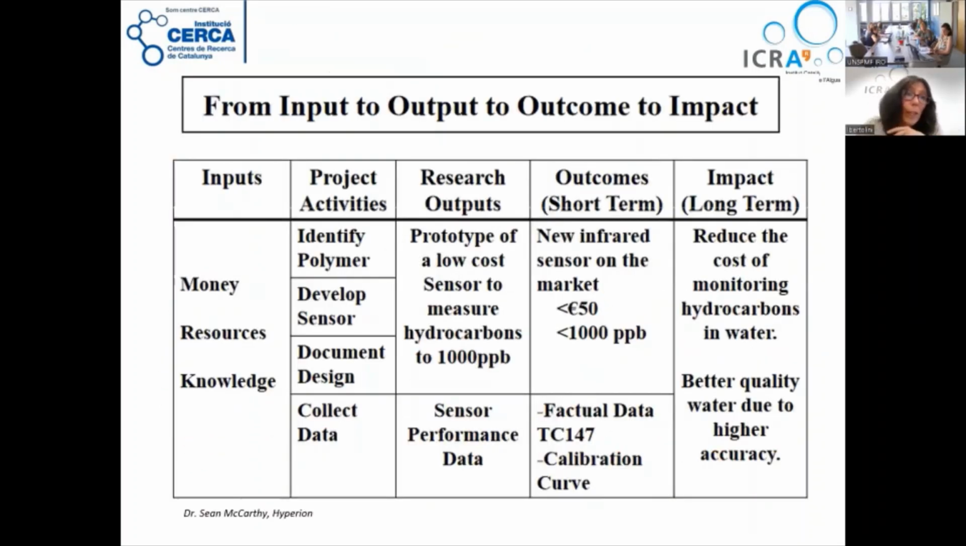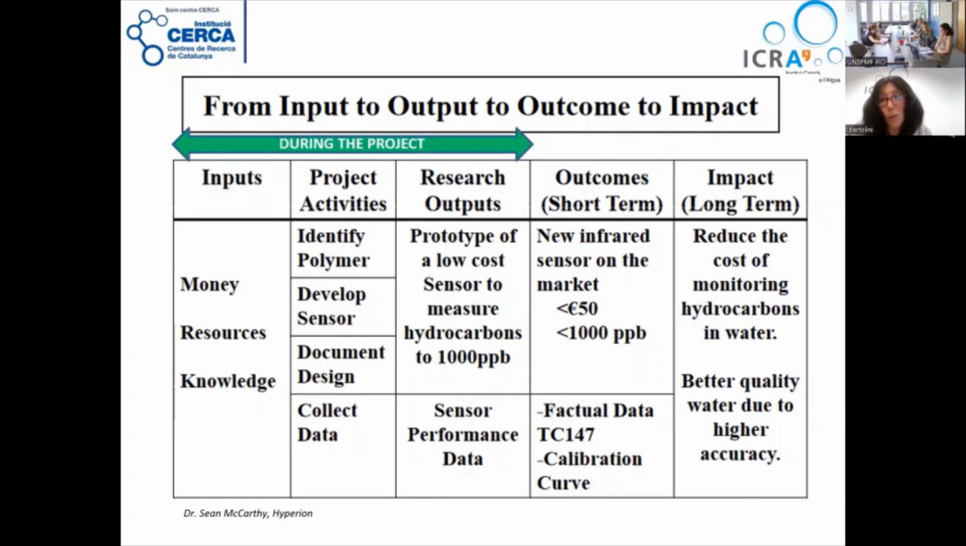Right. So here we have a scheme where you can see clearly the whole component of the proposal. So we have the inputs which are necessary to carry out the project, project activities, of course, outputs and results. So these are what should be part of the project. So the project ends with your research outputs or results, right? After that, we have the outcomes. And why do we have the outcomes?